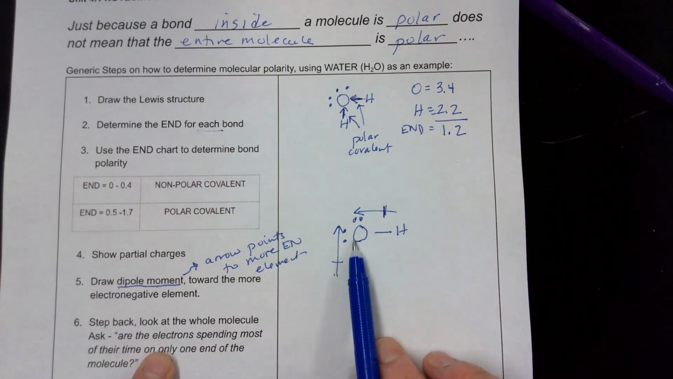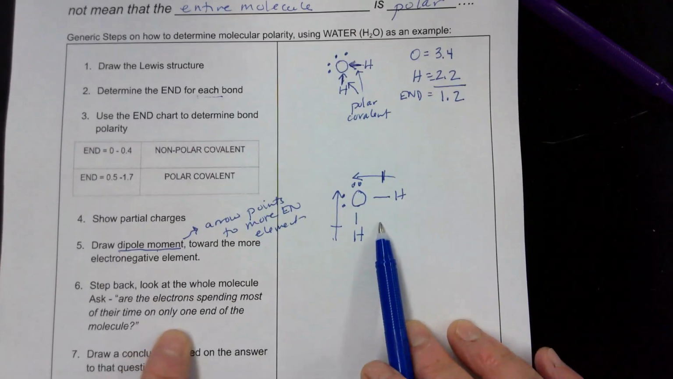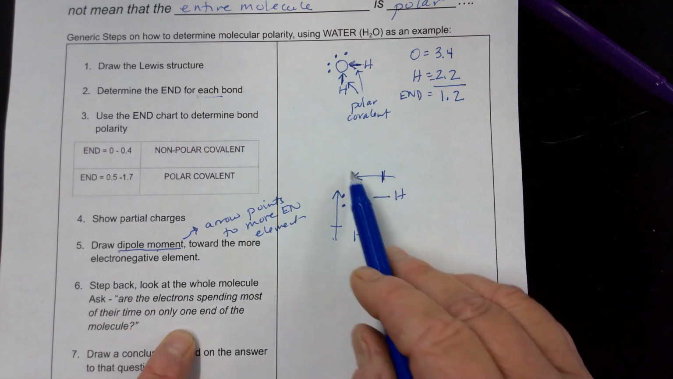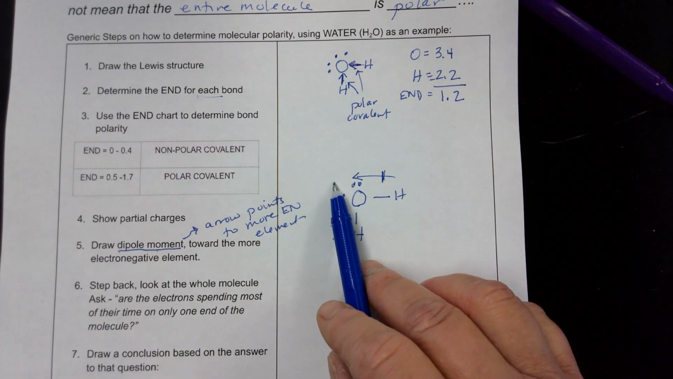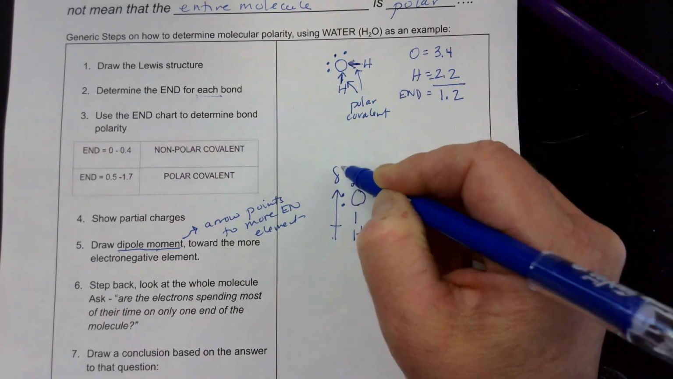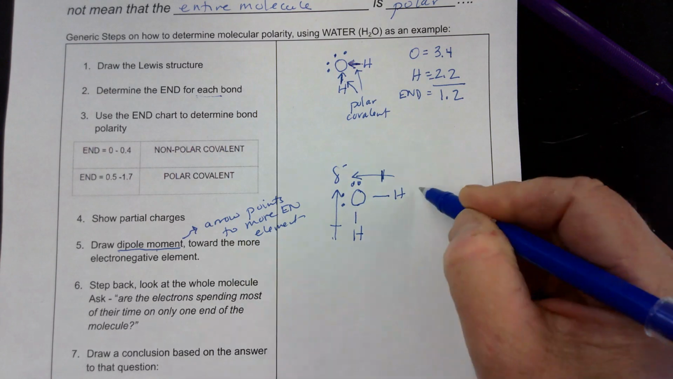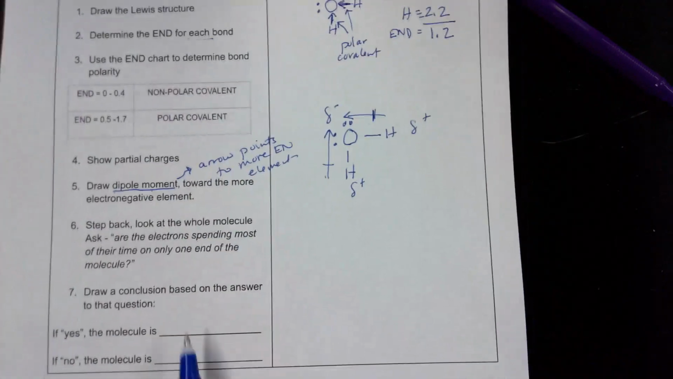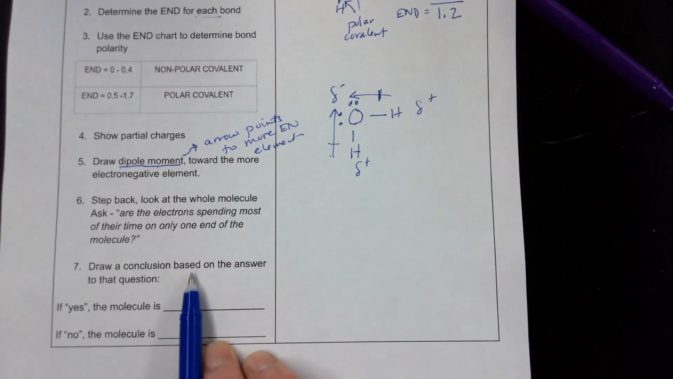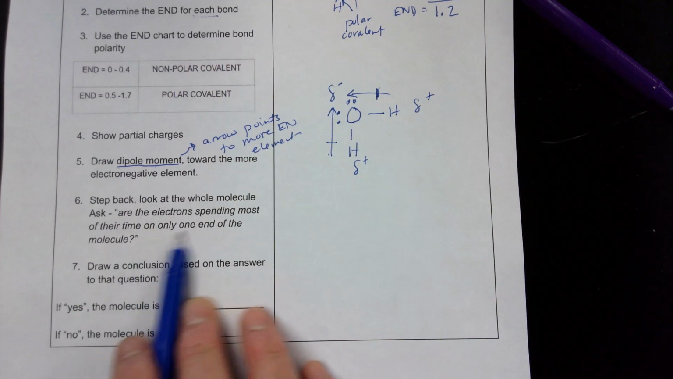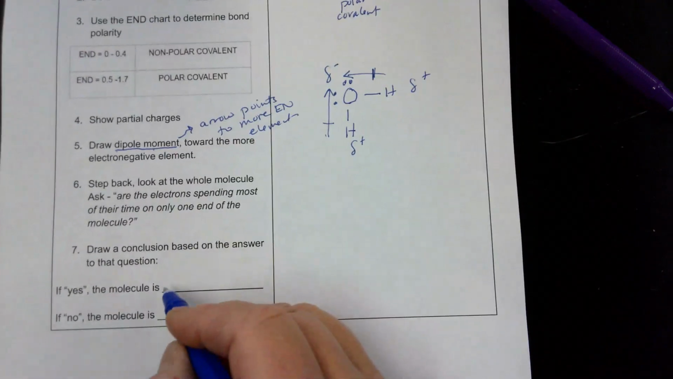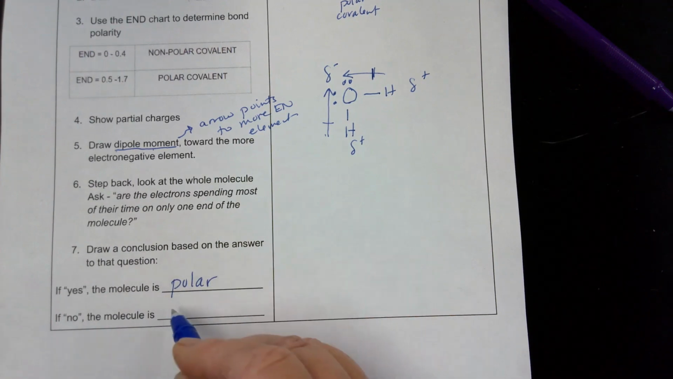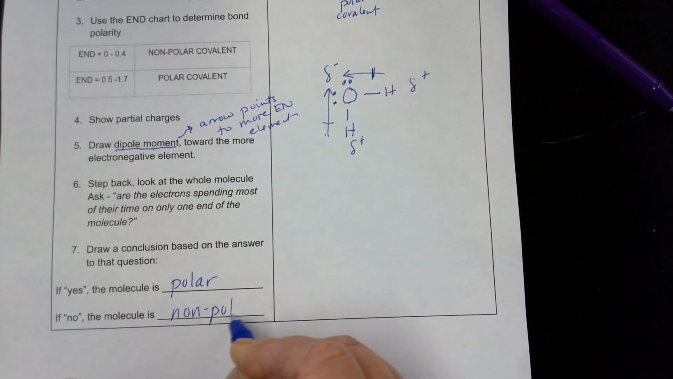So stepping back, we should see that this whole molecule has the electrons spending more of their time on only one end of the molecule, right? So the electrons are spending more time here. So we are going to draw the slightly negative charge there, and then the slightly positive charge on each of the hydrogen ends. So drawing our conclusion, based on the answer to this question, yes, the electrons are spending more of their time around only one end of the molecule. So if we're saying yes, that molecule is a polar molecule. And if no, the answer is that it would be nonpolar.